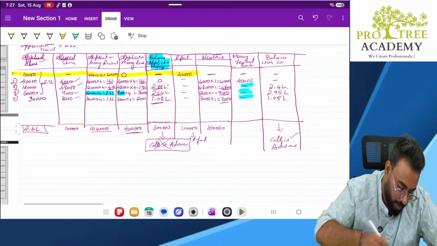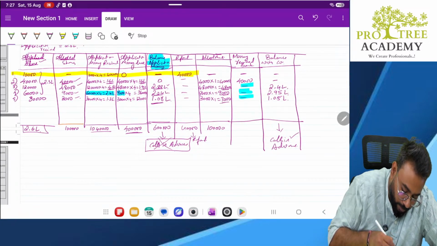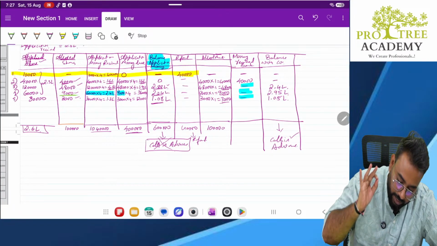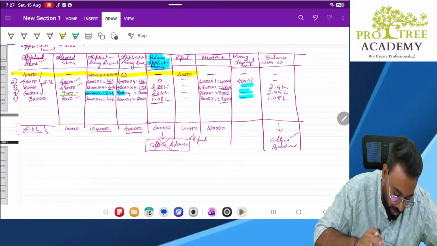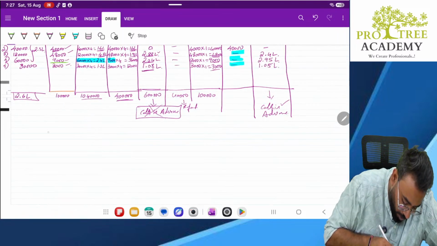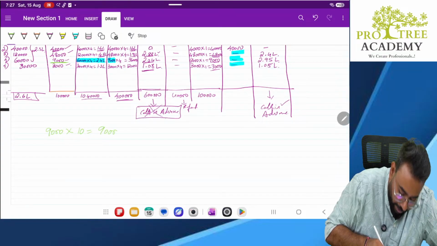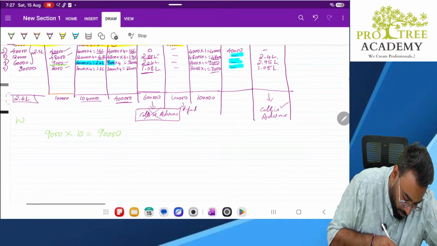Now, look here very carefully. How many shares are actually allotted here? Only 9,000 shares. Correct? See, on 9,000 shares, what is the total amount which we are going to collect? 10 rupees each share. So, total 90,000. Correct? Working note.